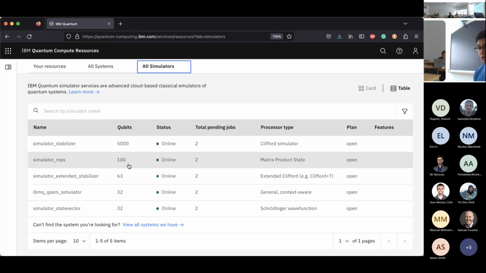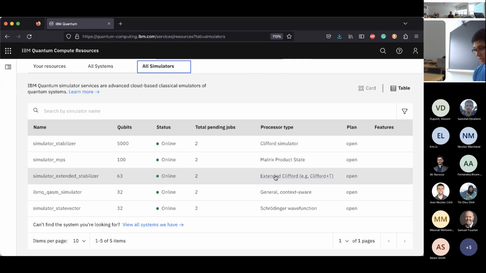We have another one with 100 qubits. It's the same thing. You just restrict to a thing called a matrix product state. This is a clever mathematical way to write down some operations. This allows you to simulate up to 100 qubits. The other one is similar. So this is extended Clifford. So instead of just the Clifford, you add some more. But this decreases the number of qubits you can simulate, because it makes the math harder.